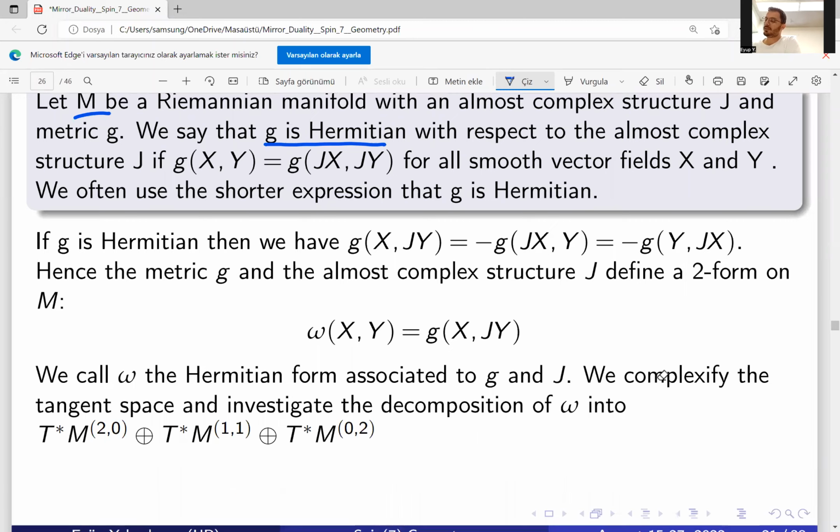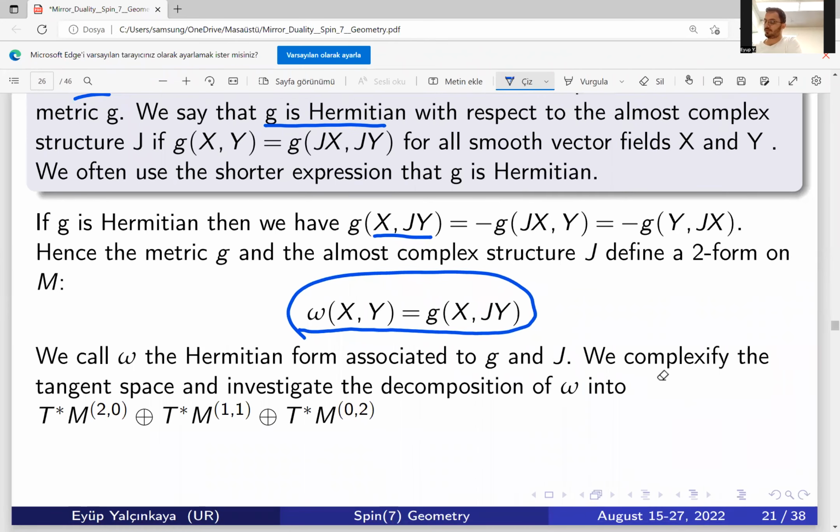And here, if G, you can switch J with the Jx minus sign, and from here you can define the two-form. This form is named the Hermitian form, because these are two elements, each two vectors, and this is the two-form.